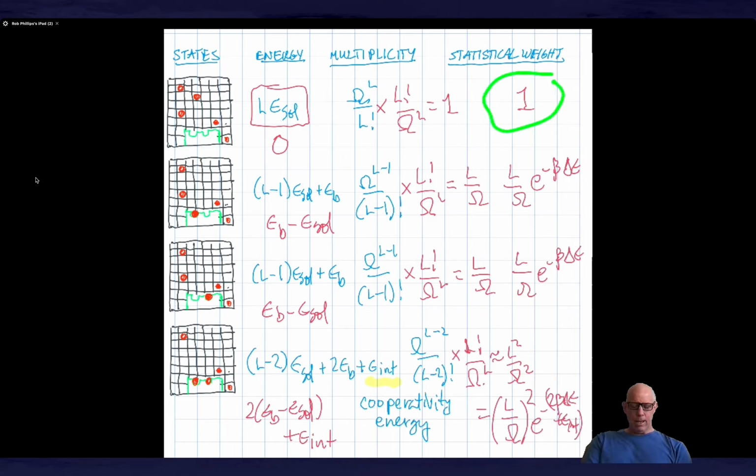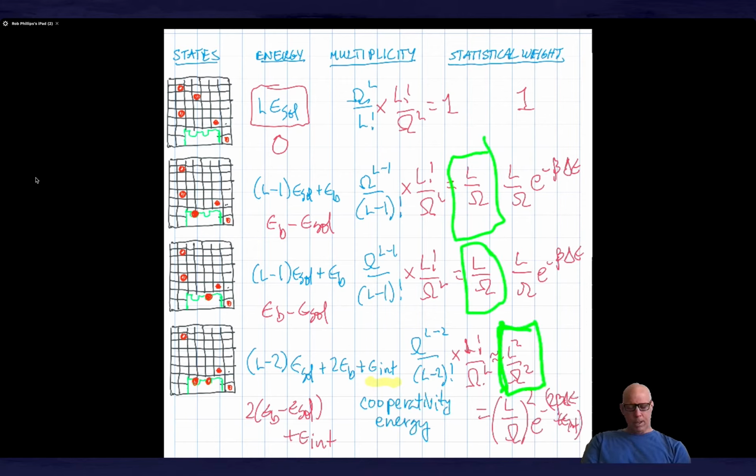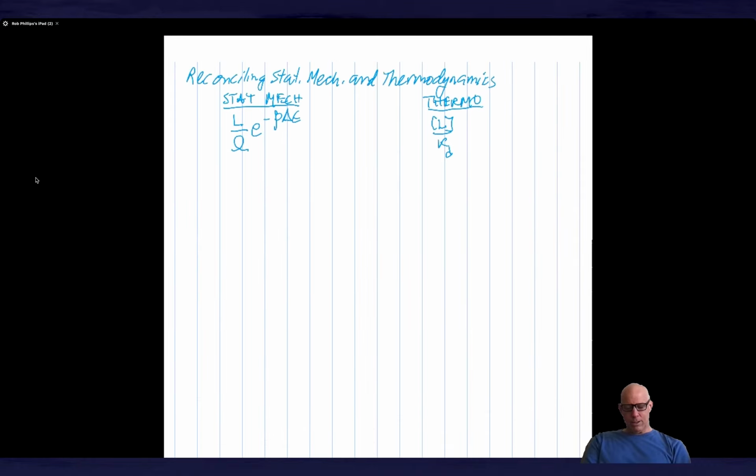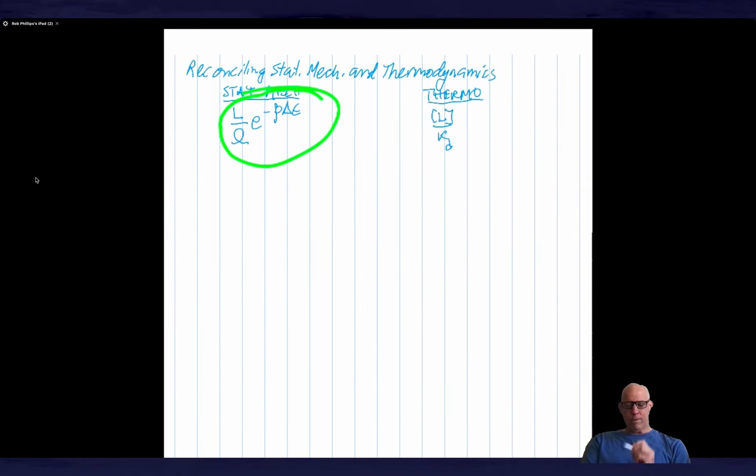This is a really nice looking result, and given that choice, then what we find is that the statistical weights collapse into this simple form. Well, maybe I should first say that the multiplicities become these guys, so L over omega, and hence the statistical weights become of this form. And that's the statistical mechanical thing that I started with up here. So I've now told you how we recover that statistical mechanical version.